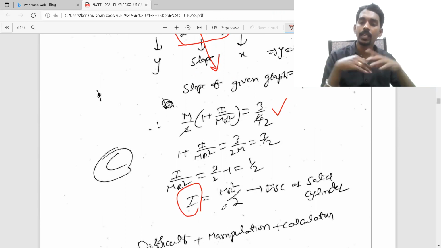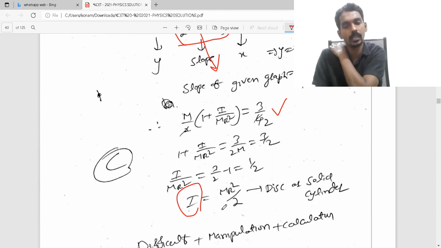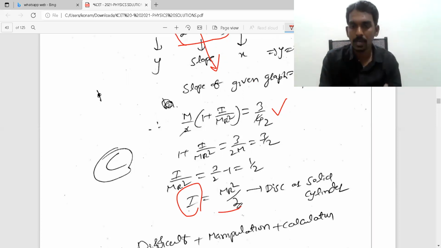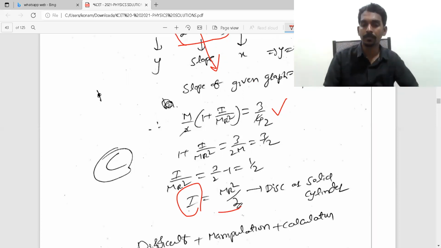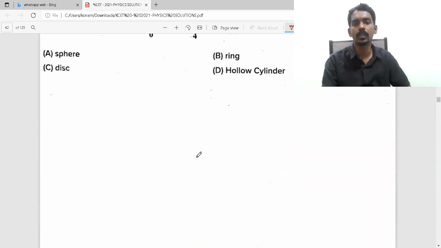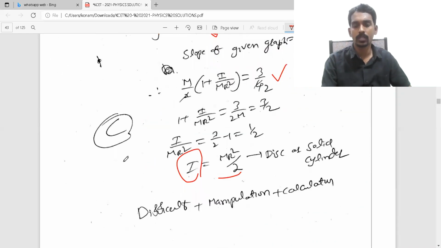And we have already taken the moment of inertia for each regular shape, ring, disc, cylinder, sphere, and everything. So if you get it, here you are getting mr square by 2. Ring means mr square, disc means mr square by 2. Disc or solid cylinder, ring or hollow cylinder, both are same. Solid sphere 2 by 5 mr square, hollow sphere 2 by 3 mr square. But it is matching with disc or solid cylinder. But in the option they have given what? Disc. So that way you need to check.